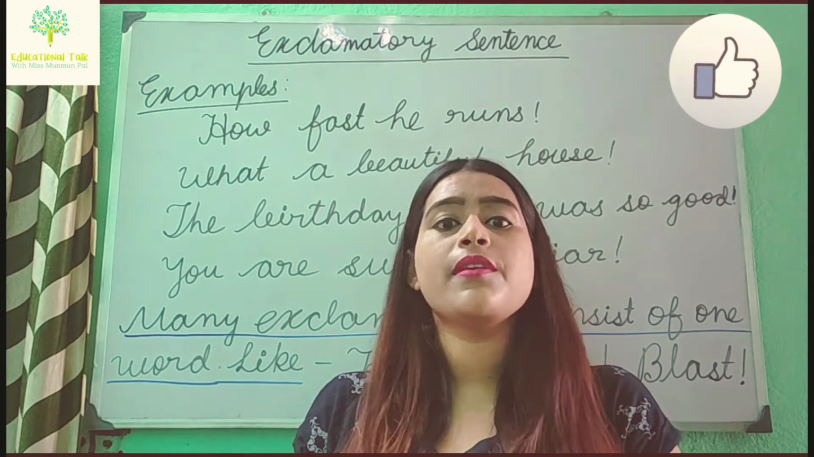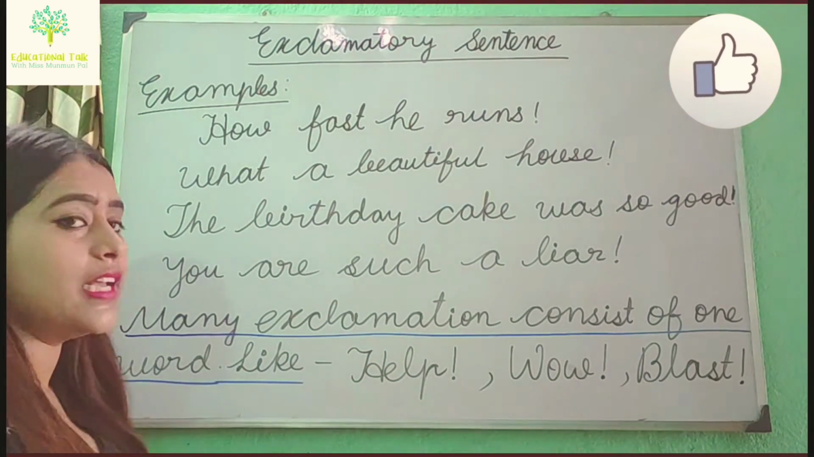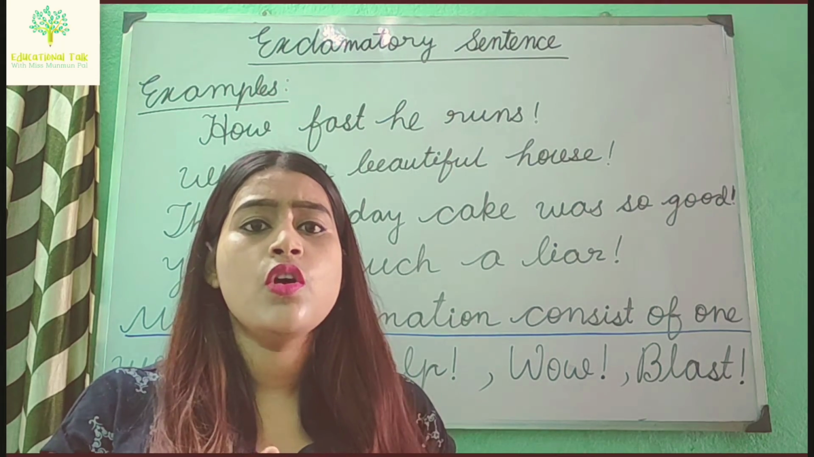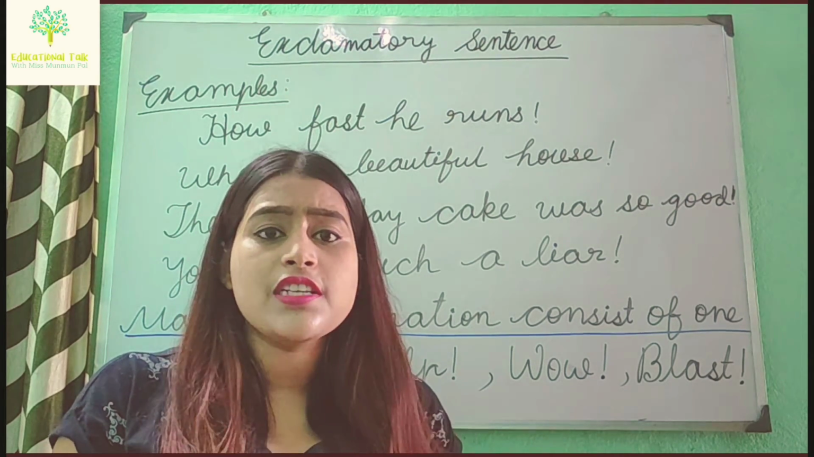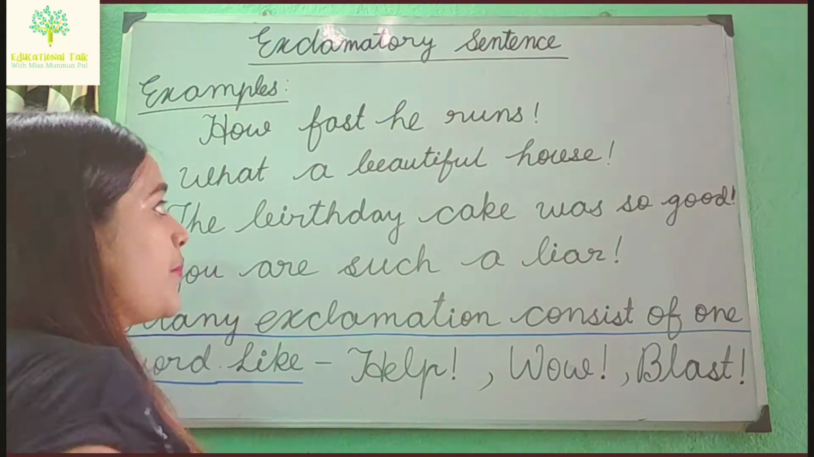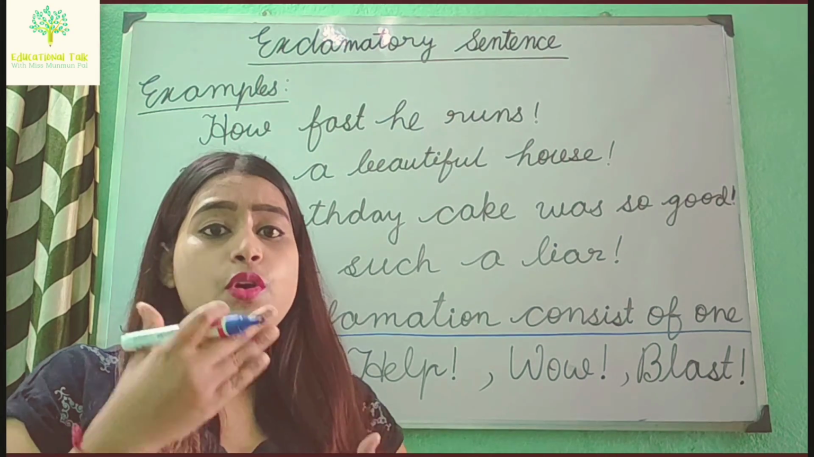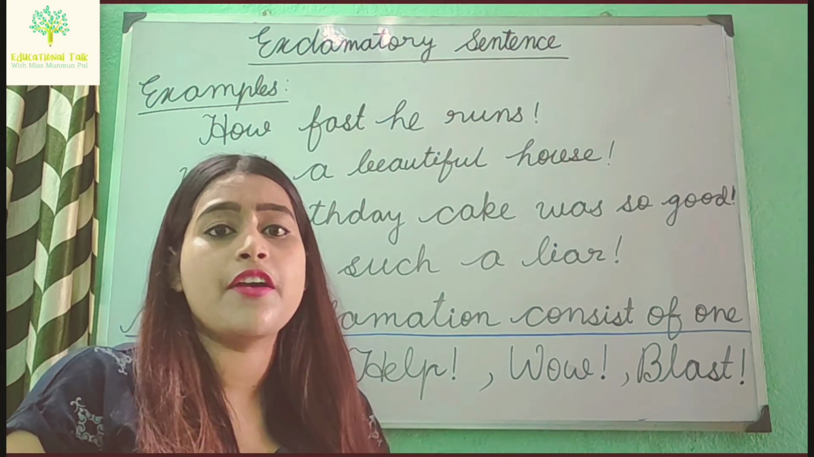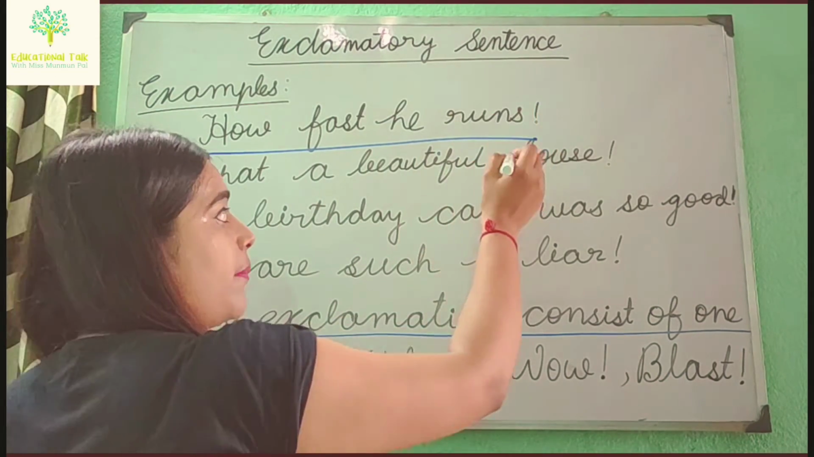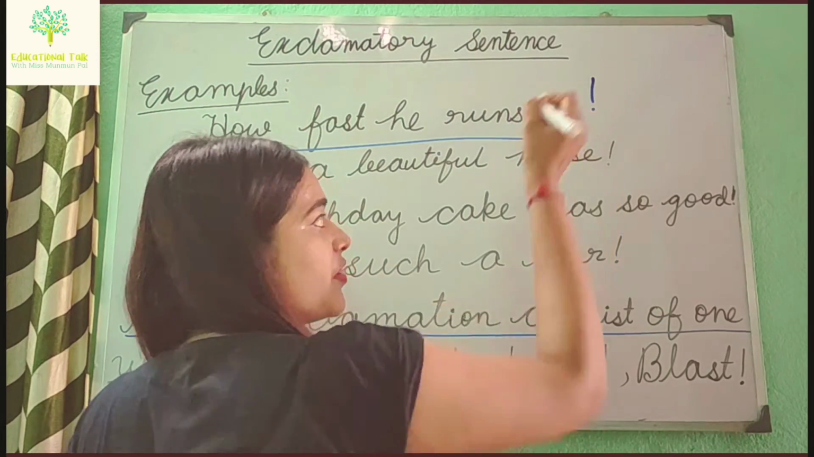Now, I am showing you some examples. See, exclamatory sentence examples. Generally, we use how words, so, like these words to show our emotion strongly. Like I have written here, see, how fast he runs. Here, he runs too fast. That is why we are showing our emotions strongly, and I have used how words. So, how fast he runs. And remember, I have given an exclamation mark. This is an exclamation mark.